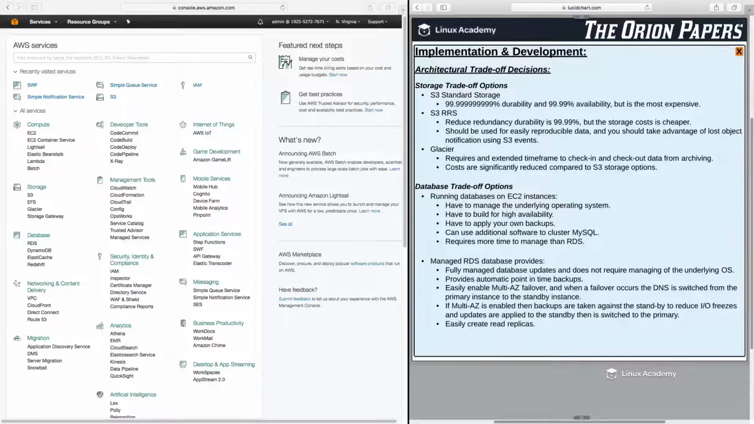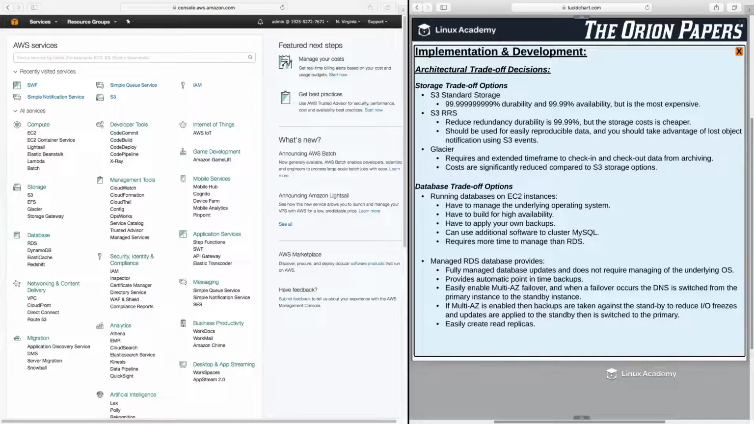And we're going to talk specifics in each one of those two categories, but broadly, architectural trade-offs is something that you need to consider when choosing any one particular AWS service for the type of application that you are developing. So let's start with storage and talk about some of those trade-off options. So here I have listed S3 standard storage, S3 RRS, and Glacier. And when looking to store data in S3, you need to understand the differences between these three options and make the best decision based on the availability and durability that you need for the particular type of objects that you're going to be storing and weigh those against the potential cost.